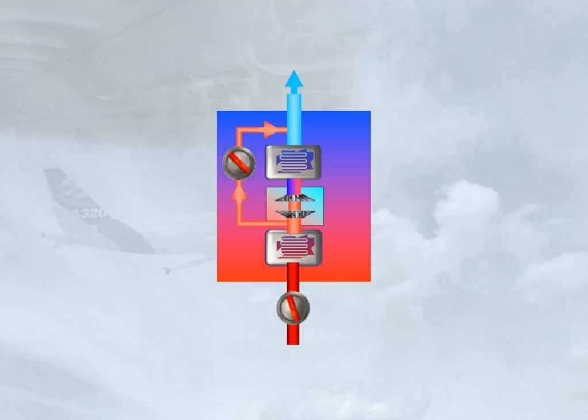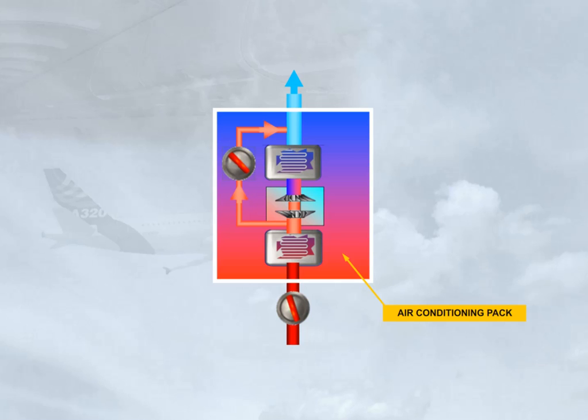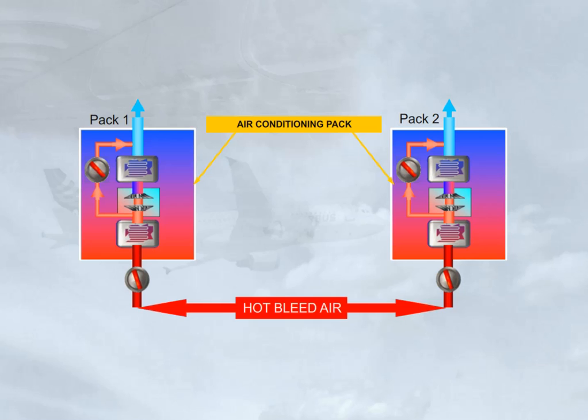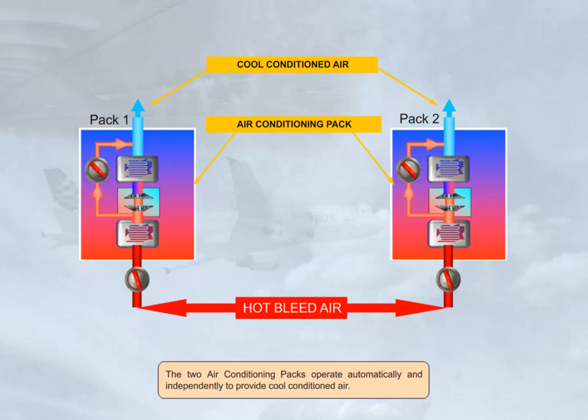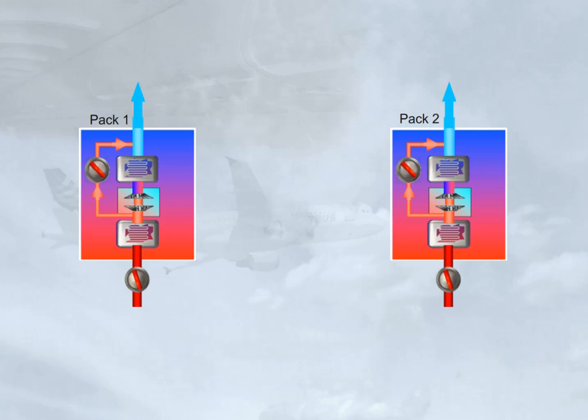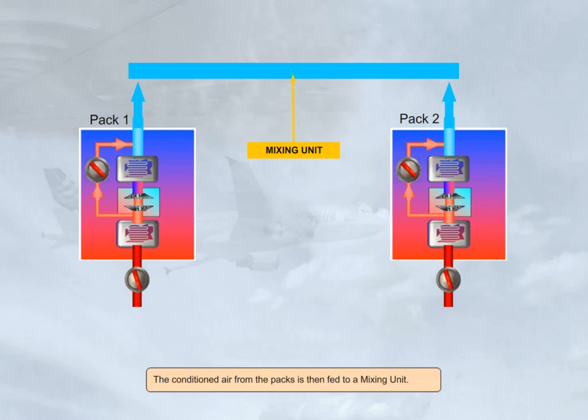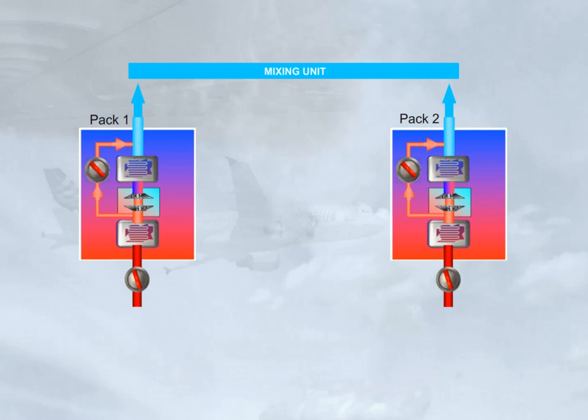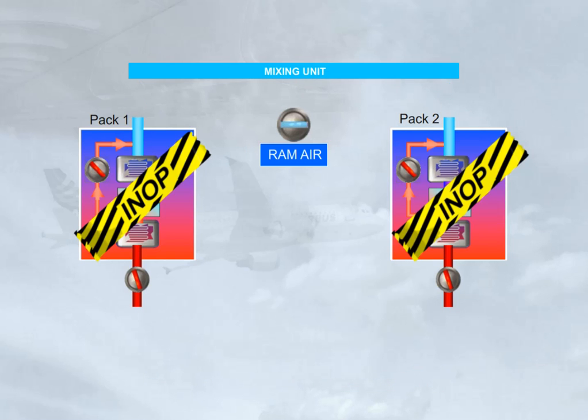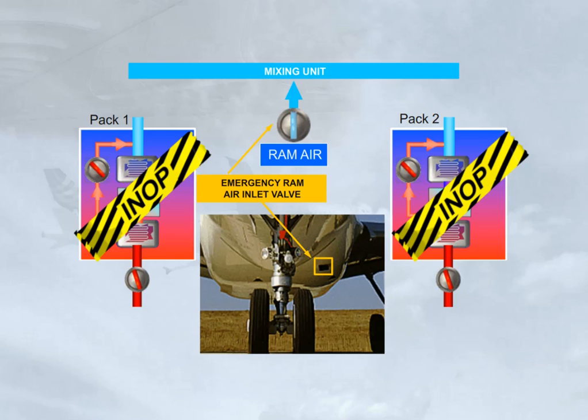To make things simpler, let's define the area within the white box as a pack. The 2 air conditioning packs operate automatically and independently to provide cool, conditioned air. The conditioned air from the packs is then fed to a mixing unit. In case of failure of both packs, ram air is provided via an emergency ram air valve. We will look at the use of ram air in the failure cases module.